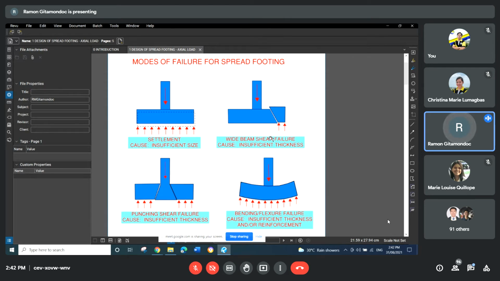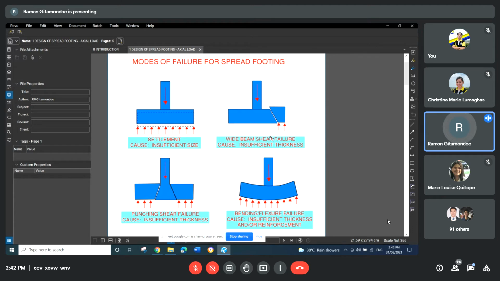Now, the third mode of failure for the footing is a bending or flexure failure. So the upward soil pressure will cause the footing to, of course, bend upward. So it is concave up. This is the deformed shape. But of course, this is greatly exaggerated in our figure.